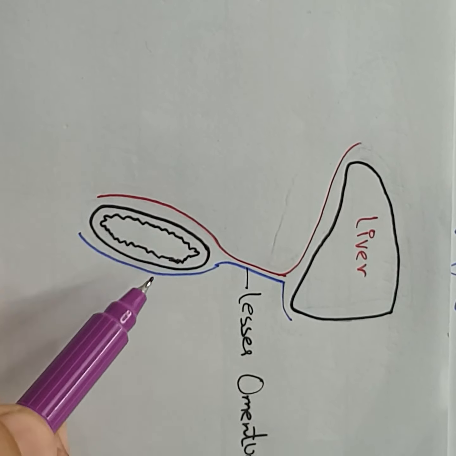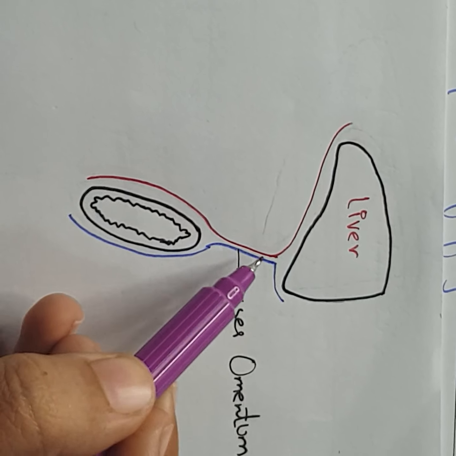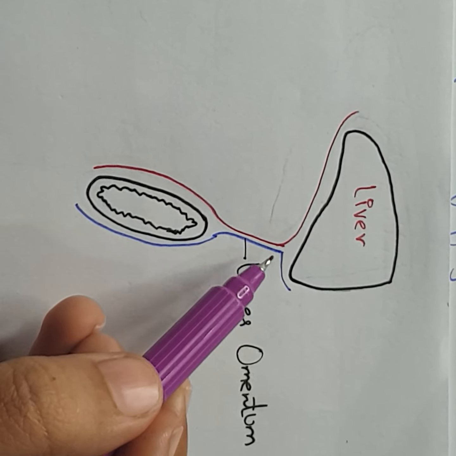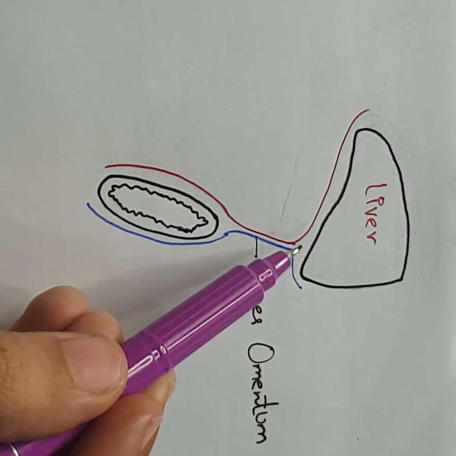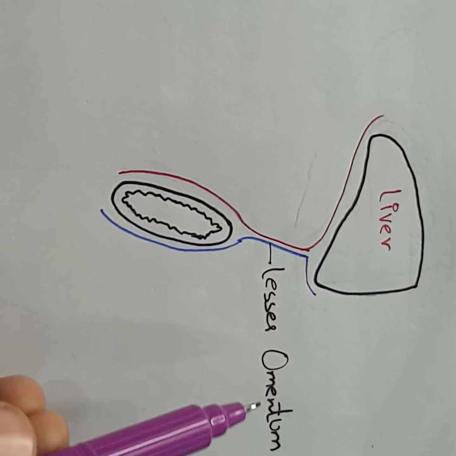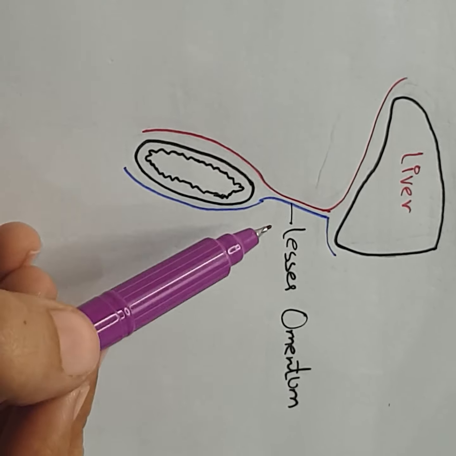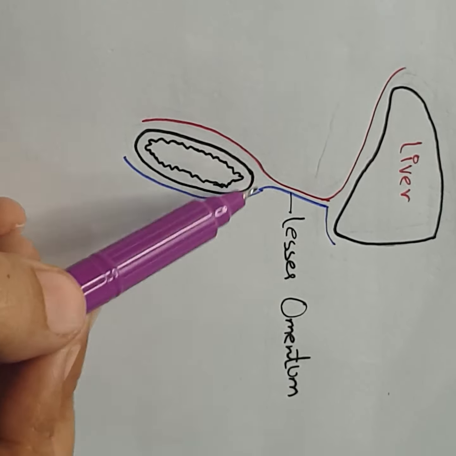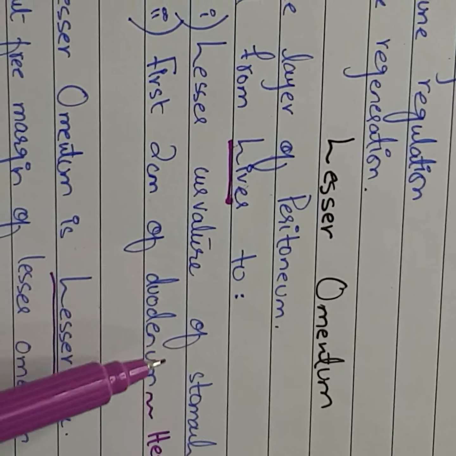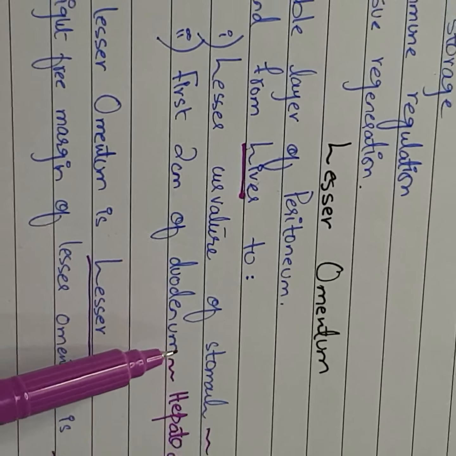At the lesser curvature, you can see that these layers are moving forward and forming the double layer of peritoneum. So this double layer of peritoneum is called the lesser omentum. This double layer of peritoneum at the lesser curvature of stomach and moving forward towards the liver is called the lesser omentum. Now it extends from the liver to the lesser curvature of stomach.